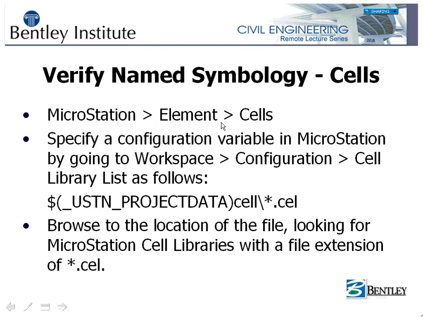With cells, you have three ways where you can have the verified name symbology look for the cell files. First, you can simply go to MicroStation, Element, Cells, and attach your cell library. Or you can specify a configuration variable in MicroStation, or you can again use the Browse button to navigate for the location of the file, looking for the MicroStation cell libraries with a file extension of .cel.